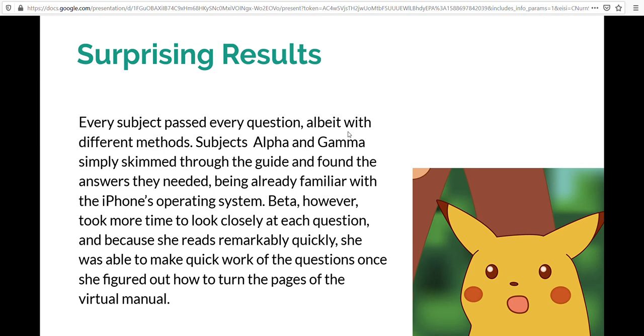Subject Beta, however, she took more time to look closely at each question, but since she reads remarkably quickly, having been a teacher for the past 25 years, she was able to make quick work of the questions once she figured out how to turn the pages of the virtual manual and use the pictures to her great benefit.